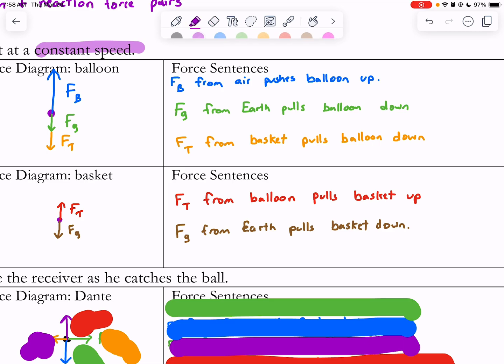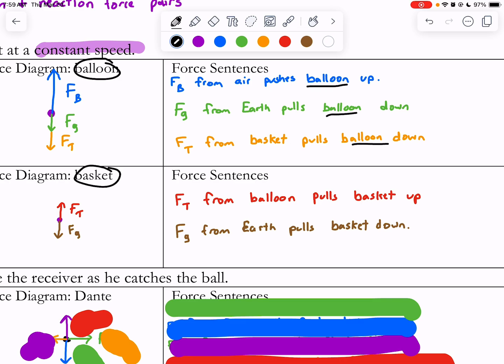Now, when I'm trying to find the action and reaction force, the only things that matter, let me pick a different color, are between the things that are interacting, which is my balloon and my basket. So what I'm going to do is underline those things. Balloon, balloon, balloon. Notice that everything in my force diagram for the balloon ends with balloon. Do you see that? And then everything for my basket ends with basket. Now, it's an interaction between the balloon and the basket, so I'm going to look for an agent that is a basket or a balloon. There they are.